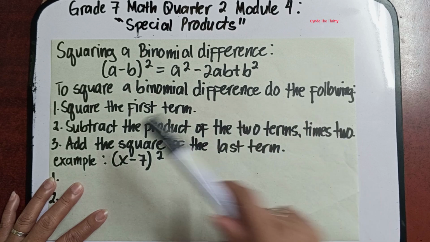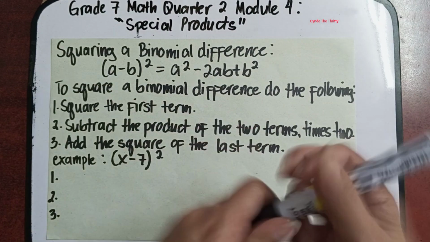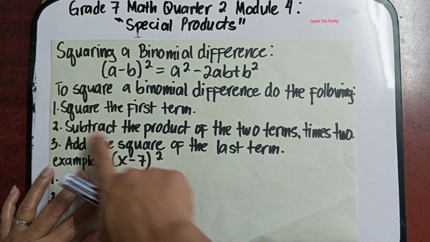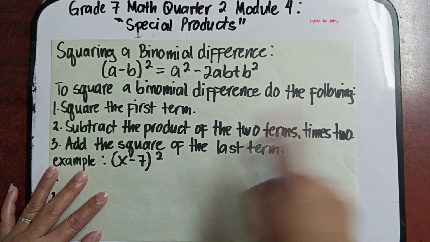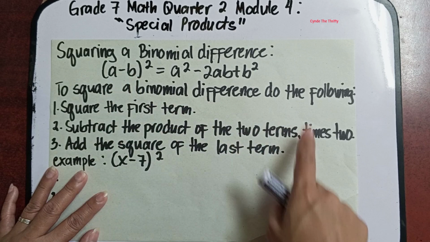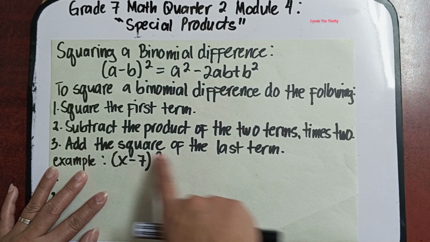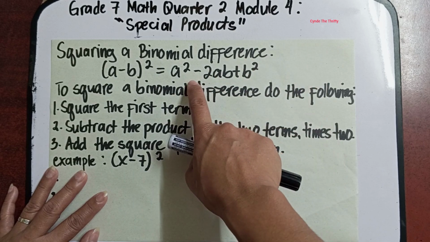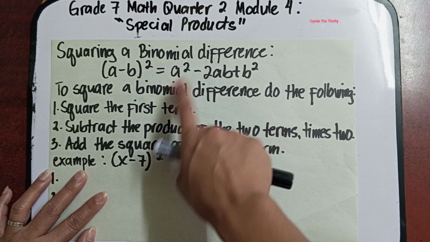Gagawin natin ito. So, first, square the first term. So, ang first term natin is a. So, ibig sabihin, i-square natin si a. Kaya, a squared. And then, second, subtract the product of the two terms. I-subtract natin ang product ng two terms times 2. Ibig sabihin, ang term natin is a and b. So, i-multiply natin siya times 2, tapos i-subtract natin. Kaya, minus 2ab. And then last, add the square of the last term. So, ang last term is i-square natin siya. Okay, so ang difference lang talaga nila is ang second term. Kasi ang sum is of course addition and then ang difference is subtraction.